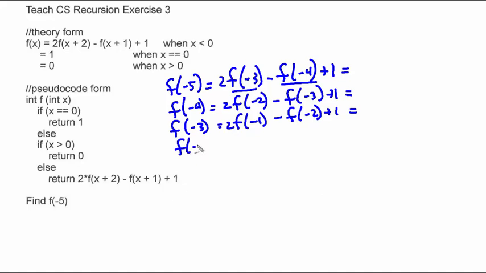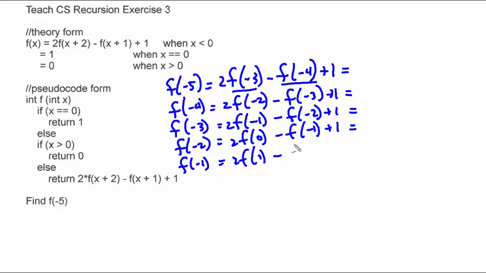So the function of negative 2 is equal to twice the function of 0 minus the function of negative 1 plus 1. The function of negative 1 is twice the function of 1 minus the function of 0 plus 1. We need to find the functions of 1 and 0. So let's find the function of 0 first.